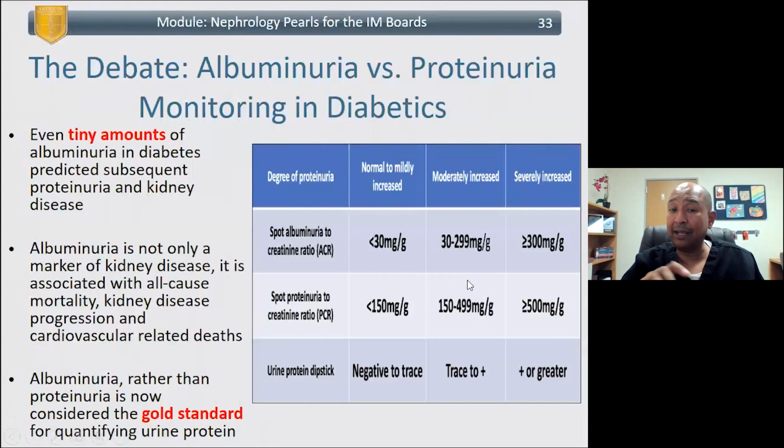And I put this chart here looking at 3 things: you could talk about the spot albumin to creatinine ratio, which we're doing today, there's a spot protein to creatinine ratio, and of course a urine protein dipstick, and it has all the different values here. So the most important thing is if it's normal to mildly increased, the urine albumin to creatinine ratio is going to be less than 30. Moderately increased, 30 to 299, severely increased, greater than 300. You compare that to the urine protein dipstick. If it's normal, it would be negative to trace. Moderately increased is trace to plus. Severely increased is plus or greater.